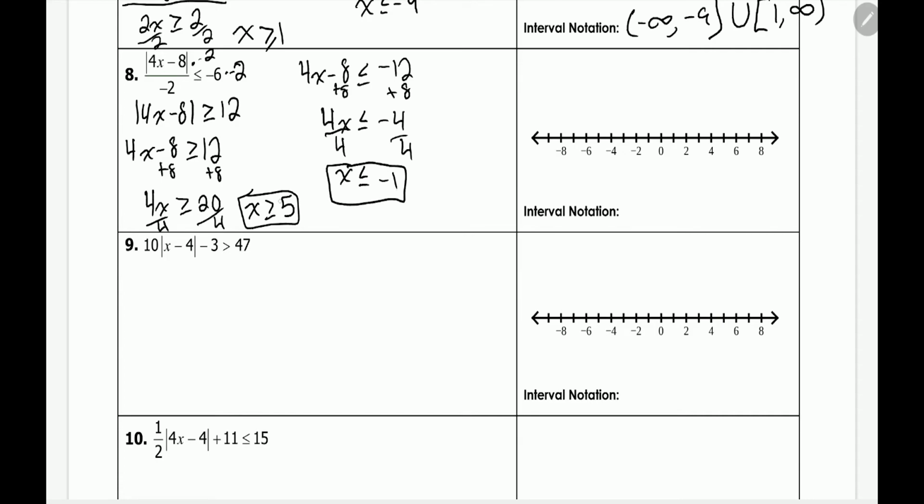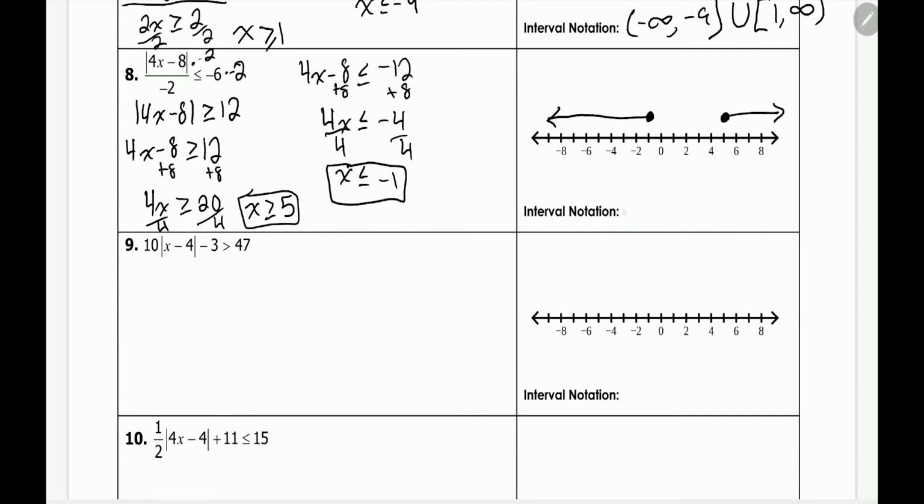So let's graph these. Let's graph the first one. X is greater than or equal to 5, so we go to 5. We have a closed circle. We're looking for numbers that are greater than or equal to. They're to the right. First one's done. Let's do this one. X is less than or equal to negative 1. We go to negative 1. We have a closed circle. We're looking for numbers that are less than, so we go to the left.